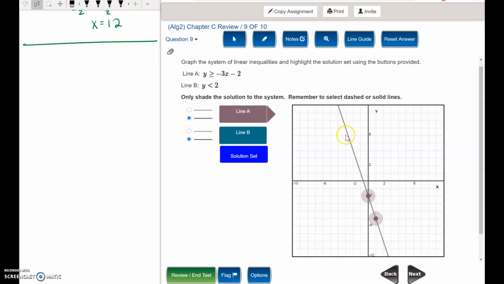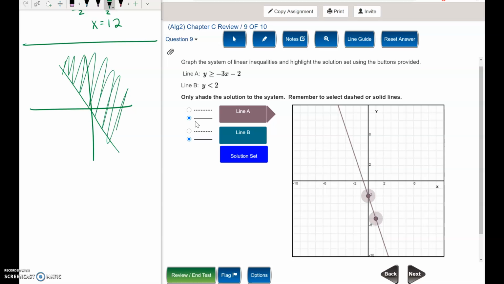Then I need to think about, does this line need to be dashed or solid? It needs to be solid. And on my paper, I would go ahead and sketch this and be like, okay, this one's kind of like this, and it needs to be shaded up. So I would kind of shade up on my paper just so I have that, because we can't shade on EdSite until we're done, which is a little bit frustrating.